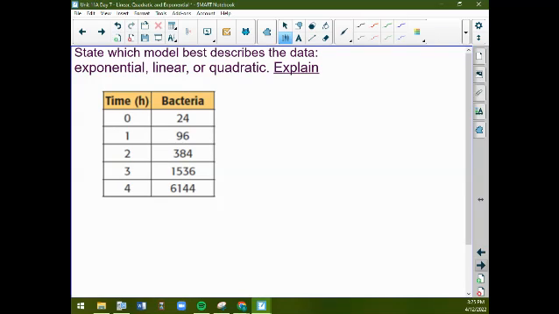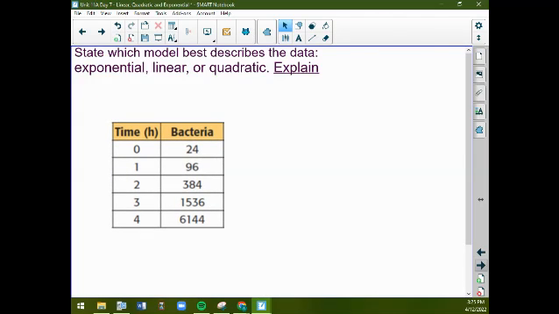Okay, so given a table, state which model best describes the data, exponential, linear, or quadratic. So when we think about these, exponential has a common ratio. Linear has a common first difference. And quadratic has a common second difference. So first I'm going to look to see, am I adding something consistently in this example? Okay, so am I adding something each time?